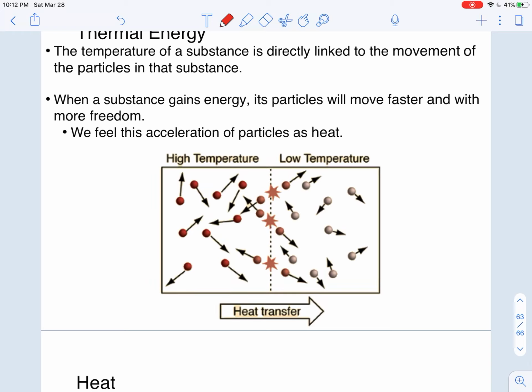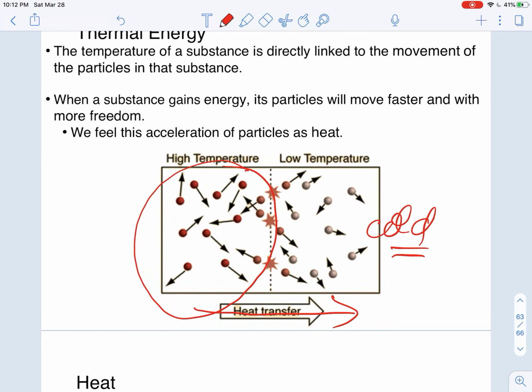The image for this is just showing you how much more the particles are moving if they're high temperature, so they are the ones transferring their energy to the cold ones.